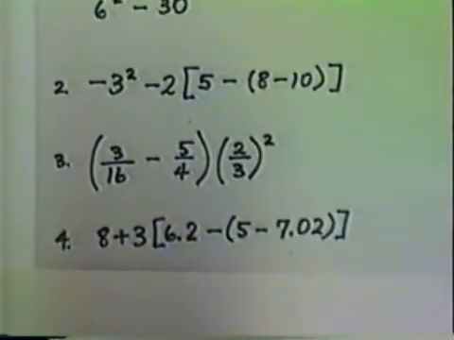Finally, exercise 4, 8 plus 3, bracket, 6 2/10, 6.2, subtract, parenthesis, 5 subtract 7 2/100, 7.02. Close the parentheses, close the brackets.